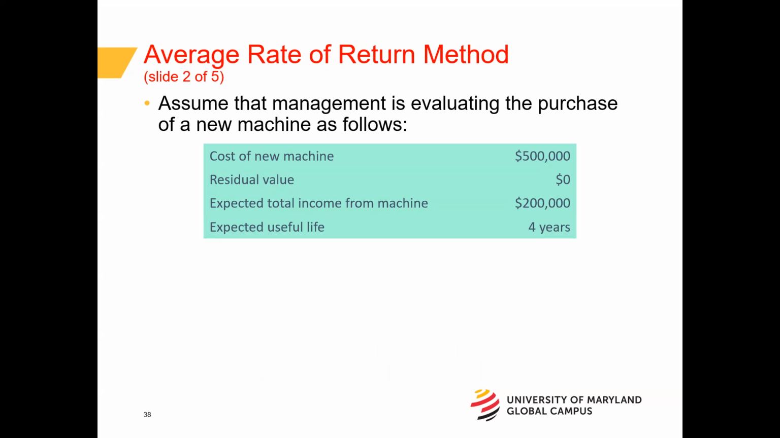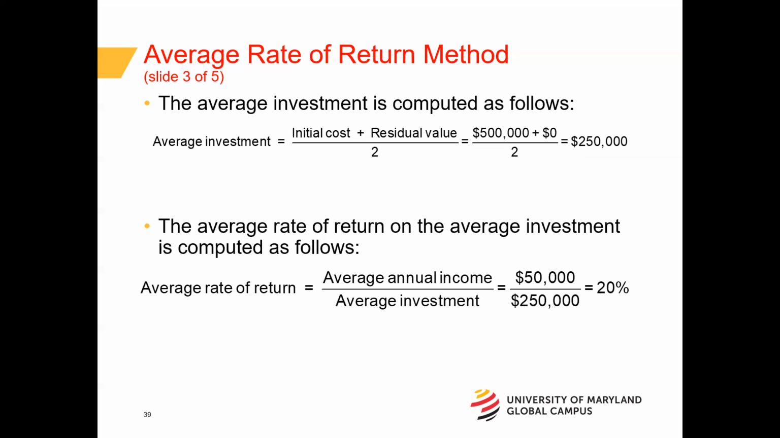Let's assume that our company is looking to purchase a new piece of machinery. To find the average rate of return, we take the data provided. Cost of the new machine, $500,000. Residual value, 0. Total expected income from the machine, that's called average annual income, divided by the 4 years of useful life, or expected to last 4 years, I should say.